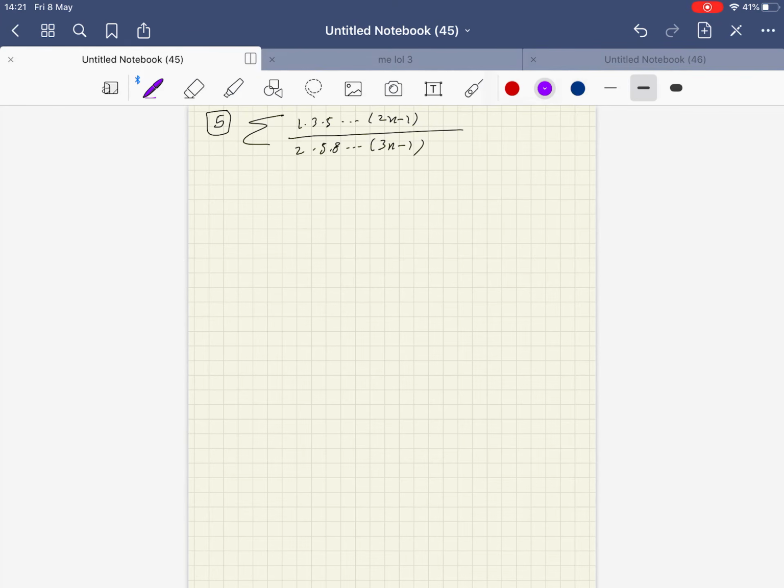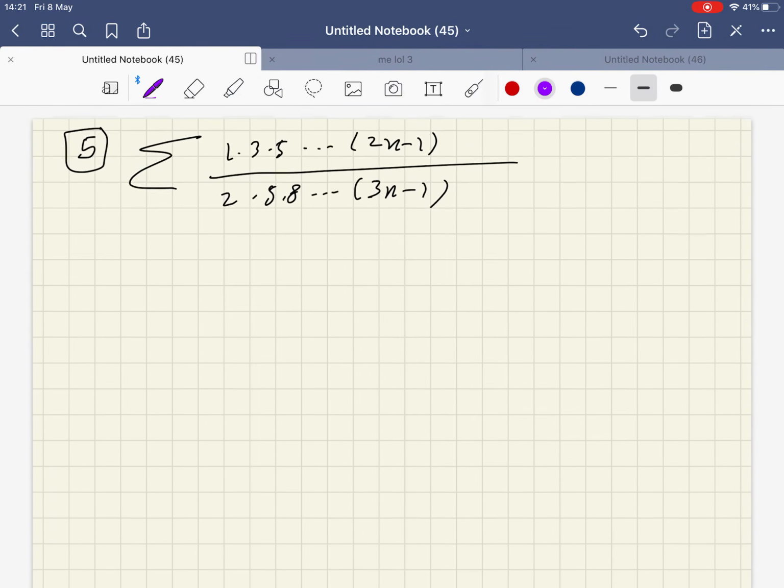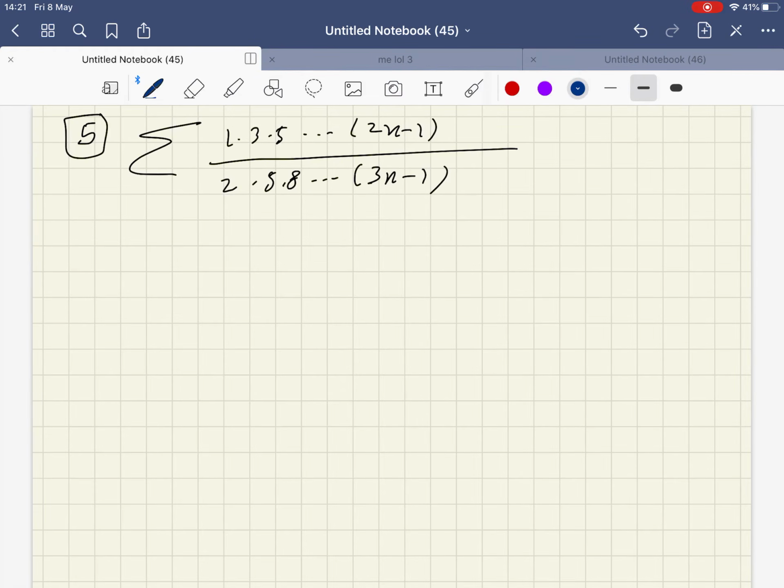Okay. The next one, I think this reminds you of something very much similar to the factorial. It's not quite factorial, but similar to the factorial. So why don't we use the ratio test here in this question? I really prefer to use the ratio test.